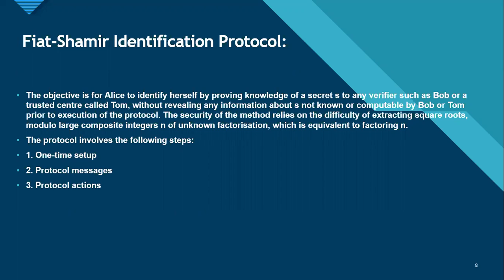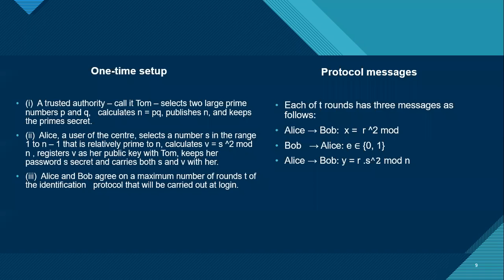The protocol involves the following steps: one-time setup, protocol messages, protocol actions. One-time setup. A trusted authority, call it Tom, selects two large prime numbers p and q, calculates n equals pq, publishes n, and keeps the prime numbers secret.